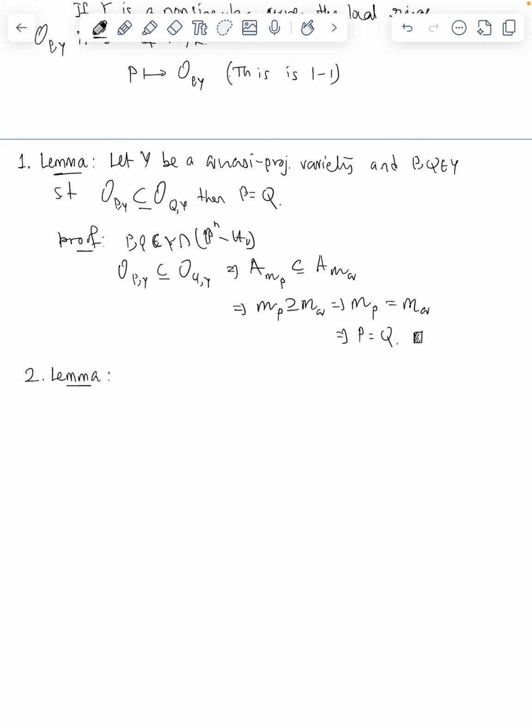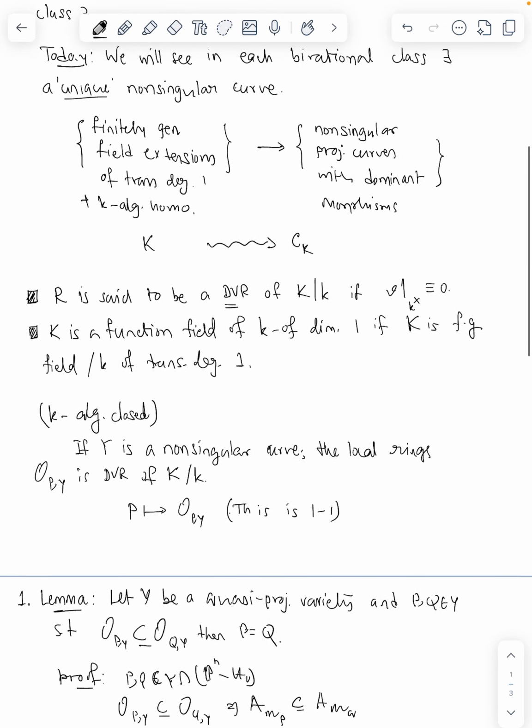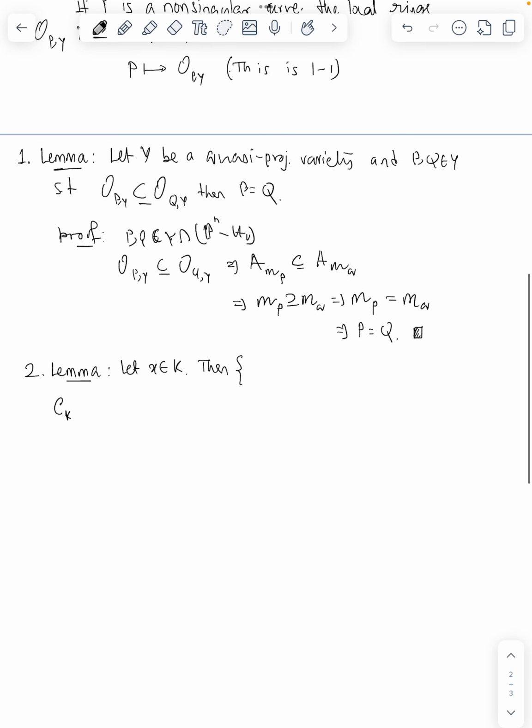So again, K is a function field of dimension 1 over small k. And you take a point. Okay, so I have to fix a notation. Let me define what is C_K, the C_K that I wrote here. I will define C_K as the collection of all DVRs of K over k. So it's just a set as of now.